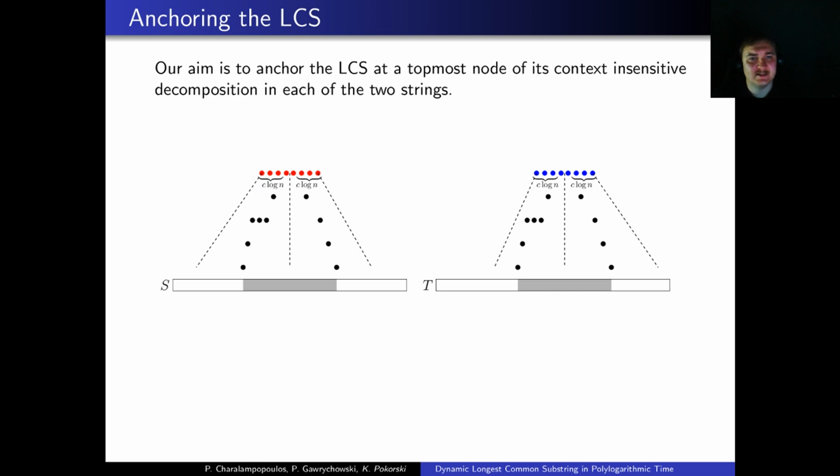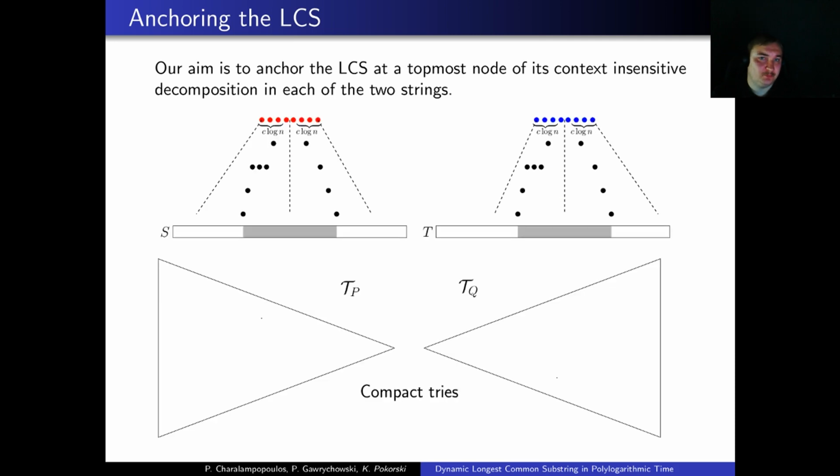And our goal, as I said earlier, is to anchor the LCS at one of the topmost nodes of context insensitive decompositions. So we built, as I said in the partially dynamic LCS approach, the approach is the same. We still want to maintain some data structure for pairs of strings, this left part and right part from each anchor. We build two compact tries. TP, this left trie, will be for left parts, and TQ will be for right parts. Left parts will be written in reverse.